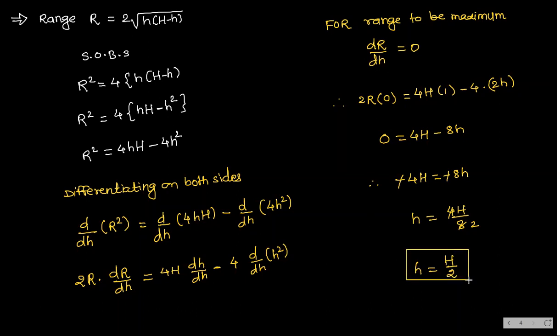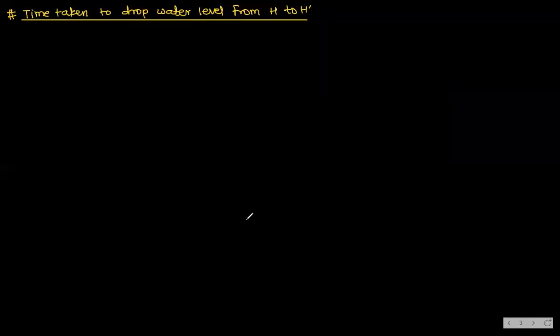So in yesterday's diagram, you know what is h and what is capital H. Capital H is the total water height. Small h is the depth of the orifice. So for maximum range, your h should be equal to capital H by 2. Understood? Note down. So let's move ahead.